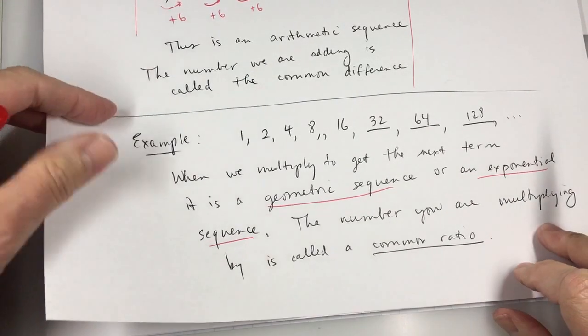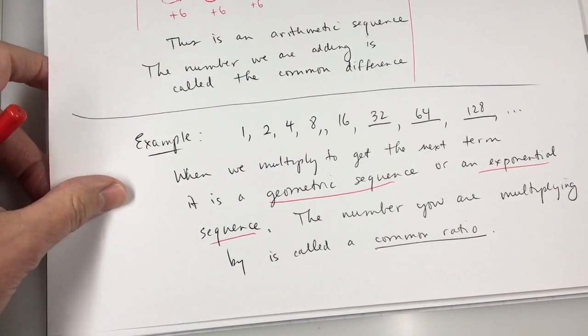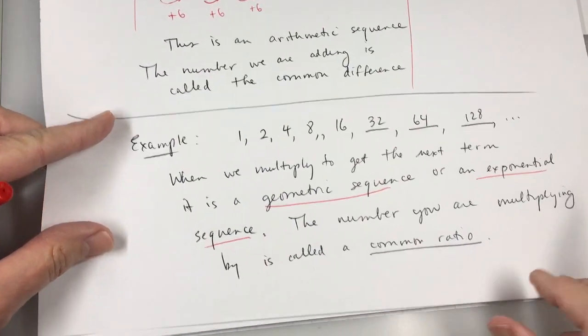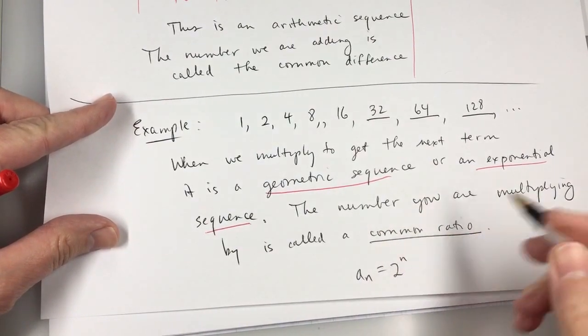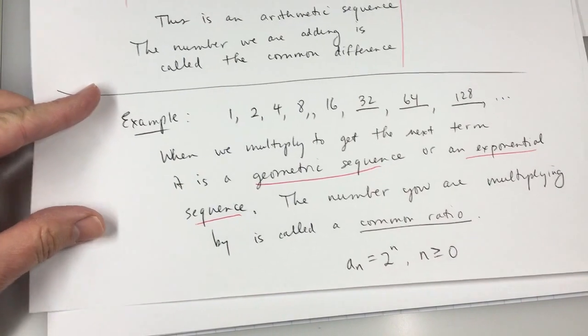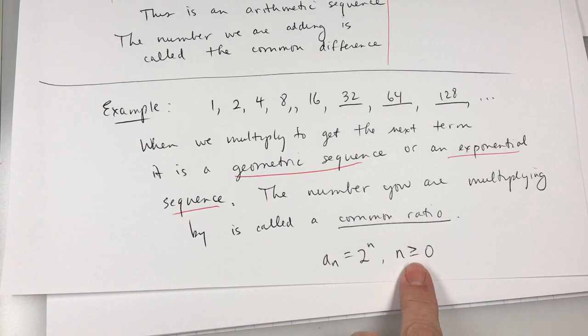2 to the n. 2 to the n, that's it. Well, if n starts with what? If n starts with 0. Greater than or equal to 0. A sub n is 2 to the n for this problem, and n is starting with 0, and we just assume there that n is an integer. Just when you see n, we would assume that it's an integer.